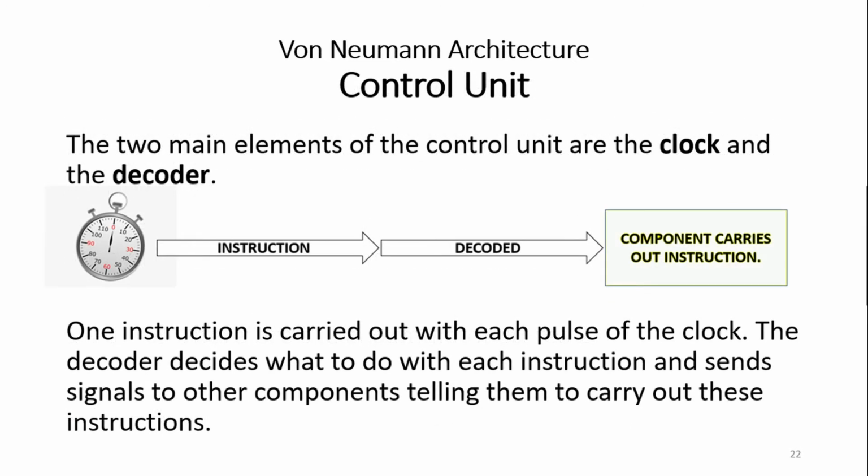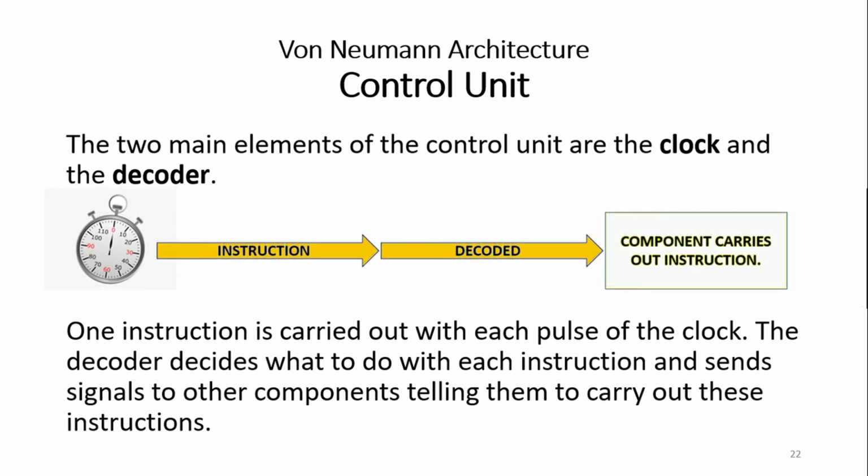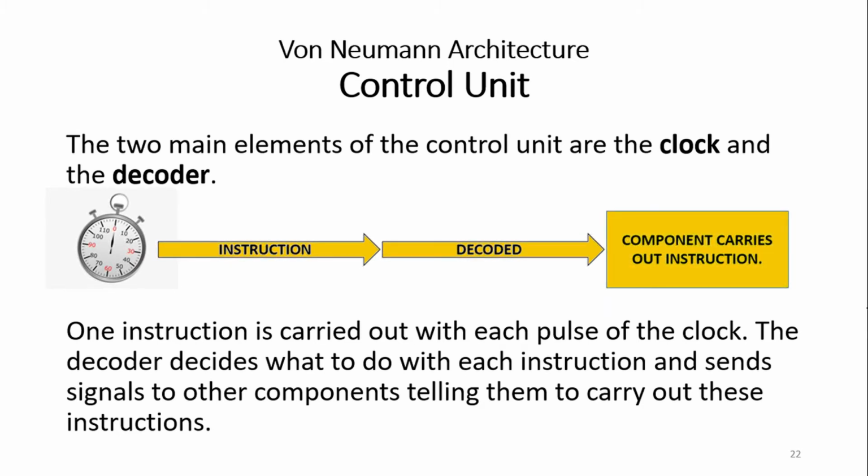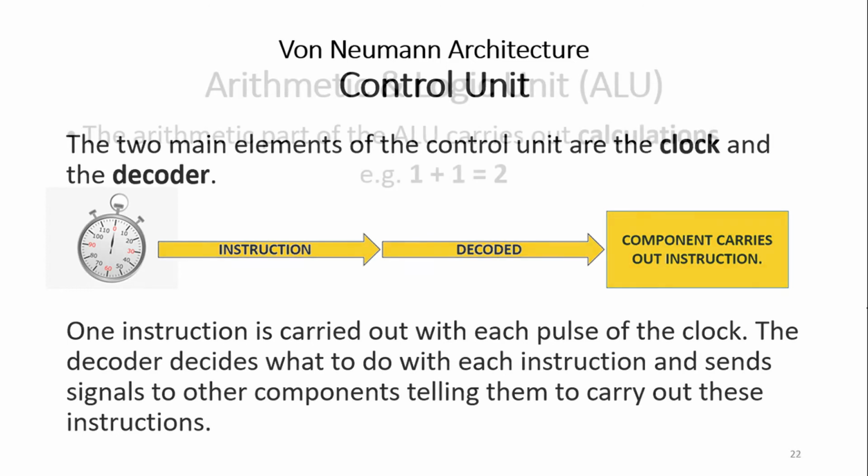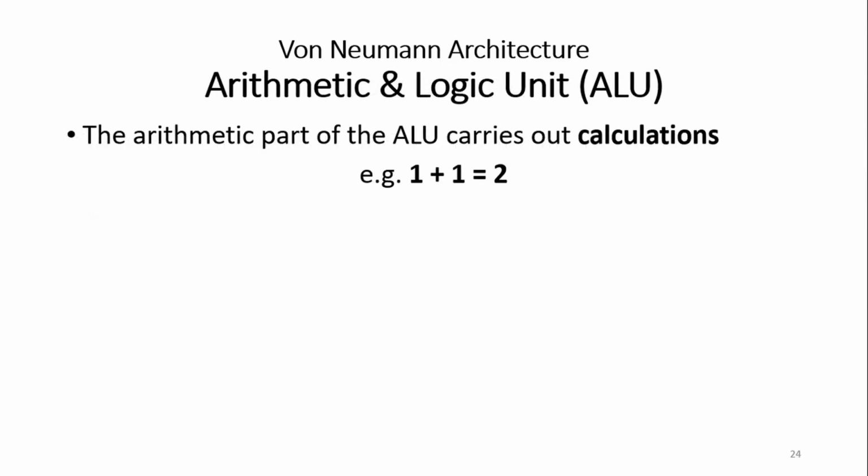The control unit. This is an important part of the CPU. It directs the operations of the processor. It sends control signals to the computer's memory, ALU, and input and output devices. The two main elements of the control unit are the clock and the decoder. One instruction is carried out with each pulse of the clock. The decoder decides what to do with each instruction and sends signals to other components telling them to carry out these instructions.